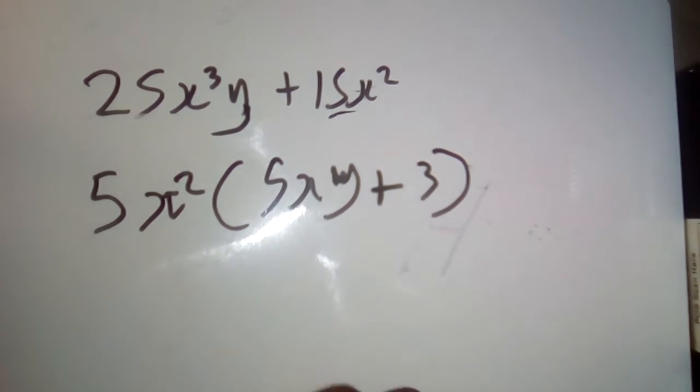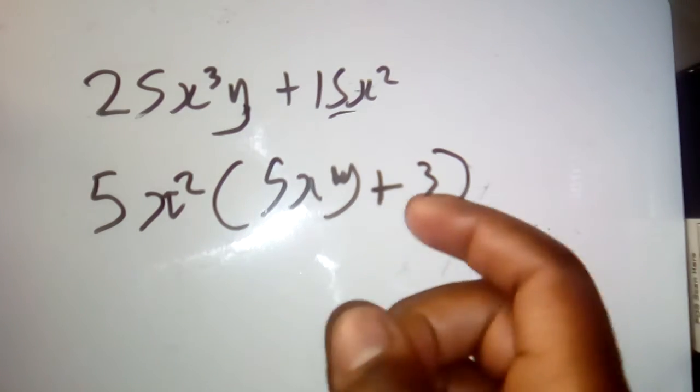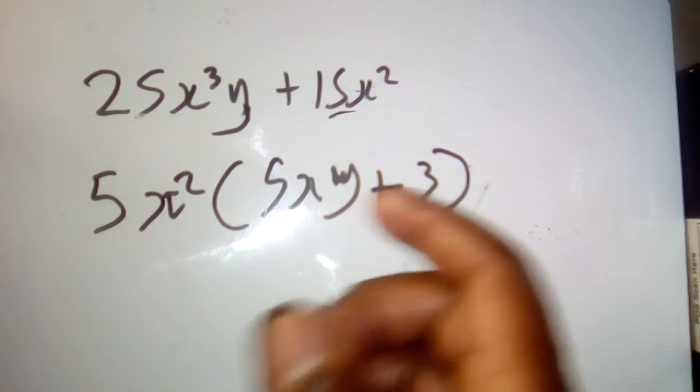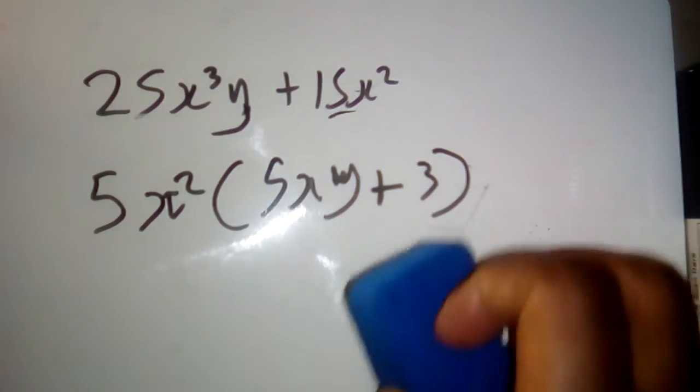So we're done with this part. We can't go further. As you can see, we can't factorize any further inside a bracket. There's nothing we can do. So let's go to another one.